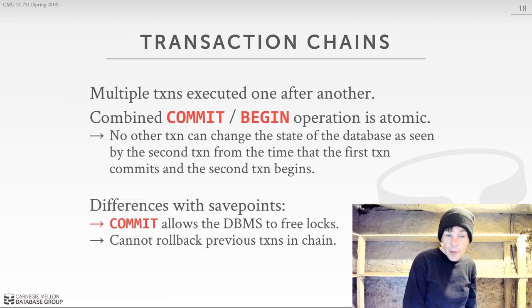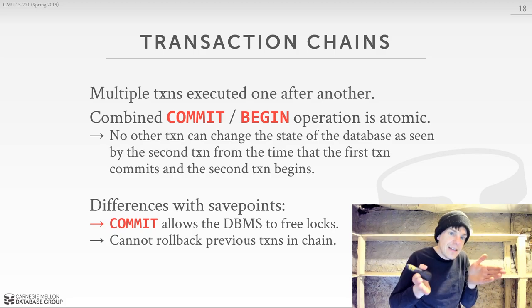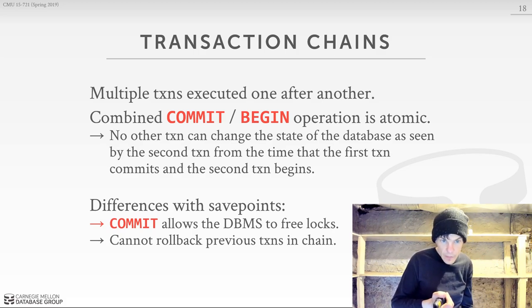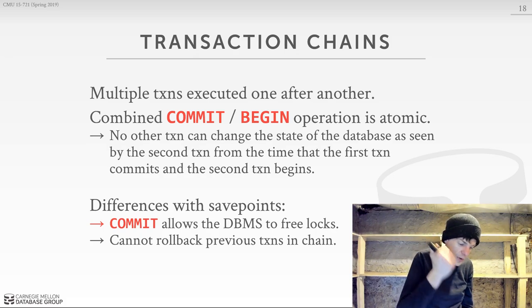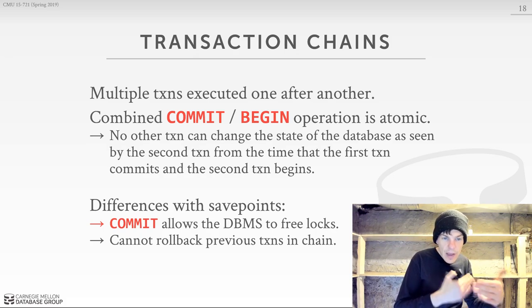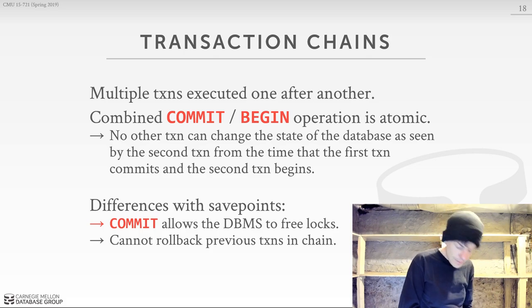All right, so now we can talk about another variant of a transaction model called transaction chains. In the case of save points and nested transactions, at the end of the day, it is essentially one transaction, right? So when you commit, that determines at the very end whether you apply any of the operations or modifications you made in your sub-transactions or your save points.